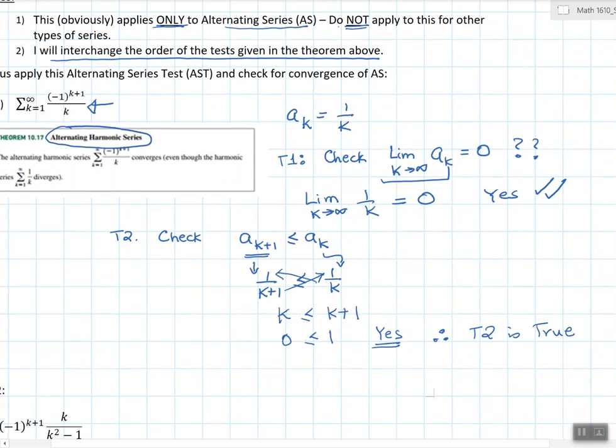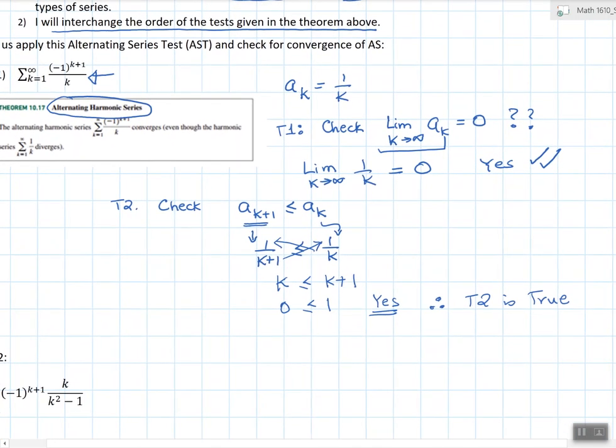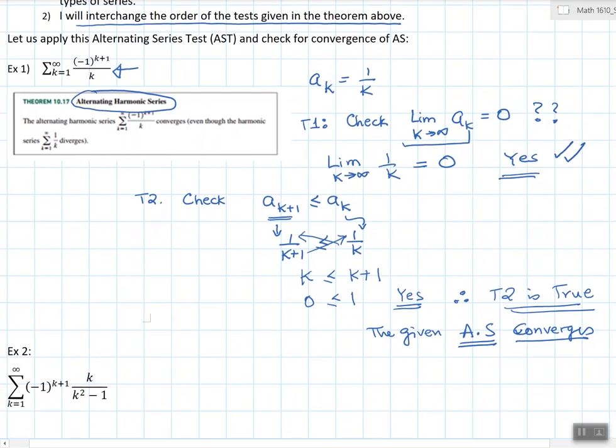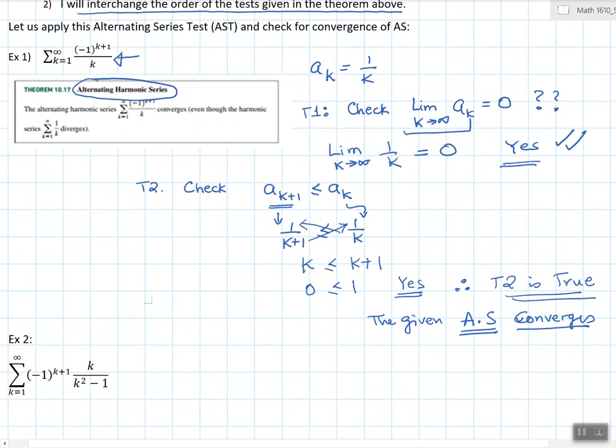So when we have both tests true, so this one was true and this one is true, we can conclude that the given alternating series converges. Remember, it's the alternating series that converges. That's why we were using the alternating series test.